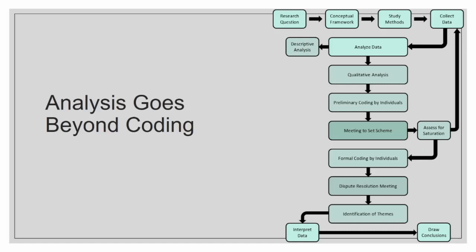But once we achieve saturation, we do some formal coding, and we have our coders. They meet together, they go over the scheme. There's some sort of a code book, or there's a computerized instruction of how the program that you use, like NVivo or something, on how to actually code it.